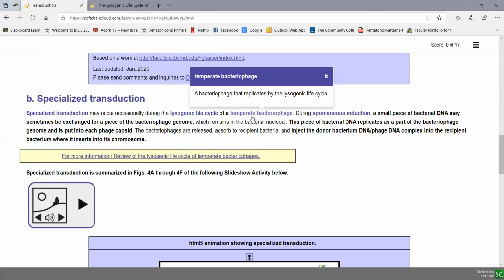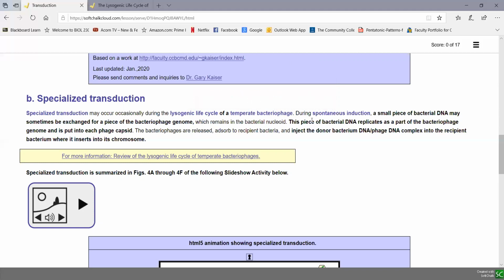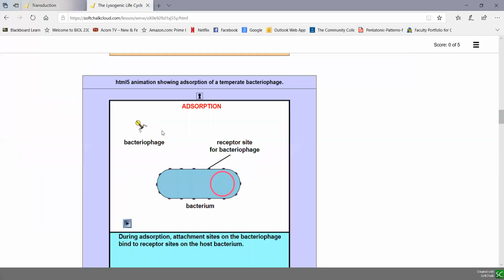Now, specialized transduction occurs during a rare case of the lysogenic life cycle. But before we look at that, with this animation down at the bottom, let's take a look at the lysogenic life cycle. Again, you don't have to know the details of this at this point, but you want to understand kind of what's happening here so we can see how specialized transduction is going to affect that life cycle. So again, with temperate bacteriophages, it begins the same as with the lytic bacteriophages. The bacteriophage adsorbs to receptors on the bacterial cell wall.